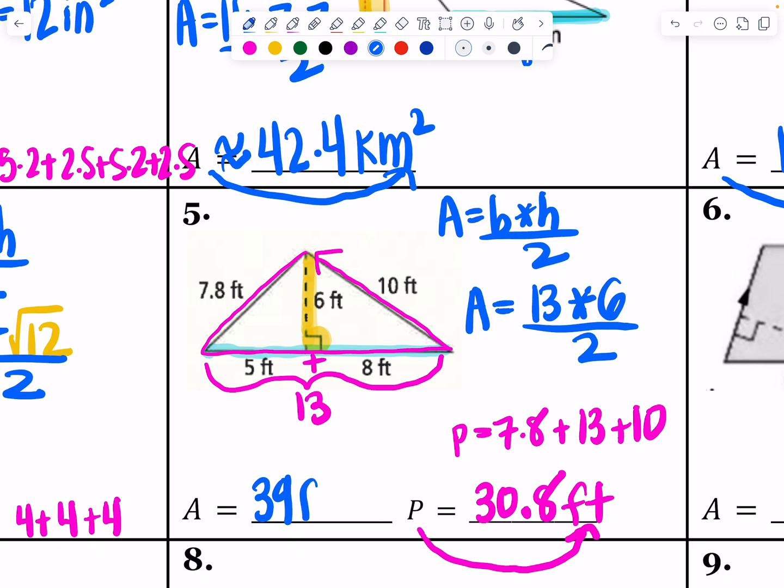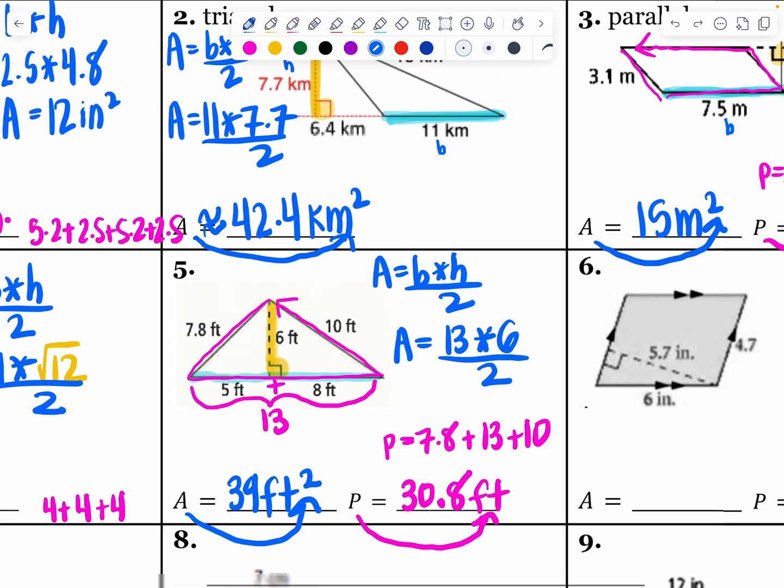So this is area, so feet squared. I have had some students ask in class, is it okay if I find the area of shape 1 and find the area of shape 2 and then add it together? That does absolutely work, and you'll still get 39 feet squared.